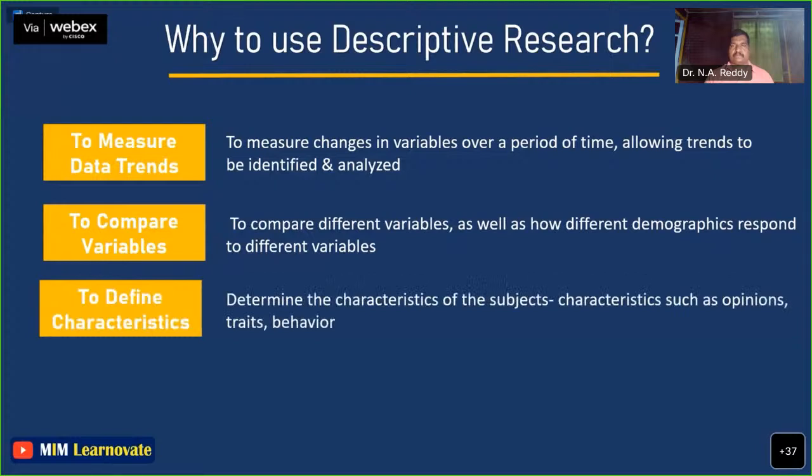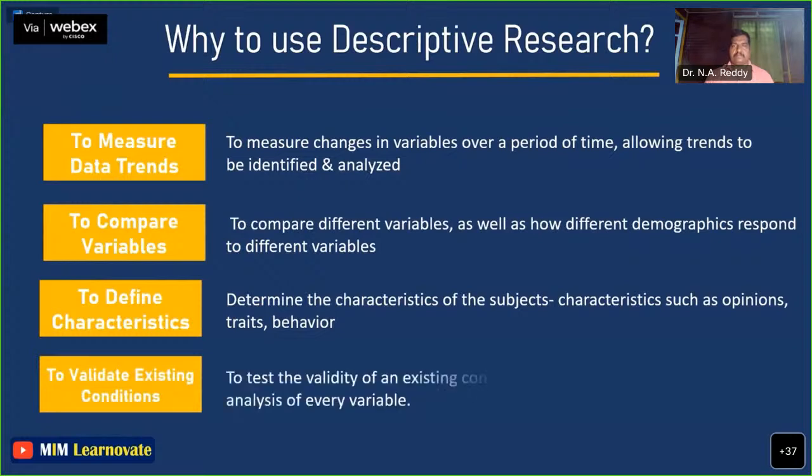To define the characteristics of subjects. It can also be used to determine the different characteristics of the subjects. This can include characteristics such as opinions, traits, behavior, etc. To verify or validate existing conditions. Descriptive research can prove to be a useful tool when trying to test the validity of an existing condition, as it involves conducting an in-depth analysis of every variable before drawing conclusions.